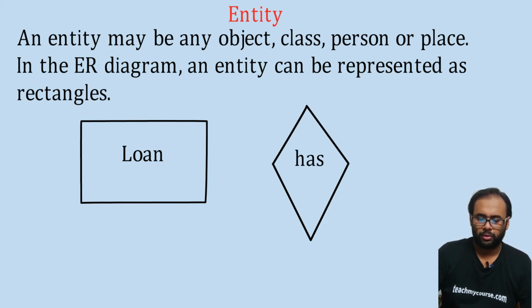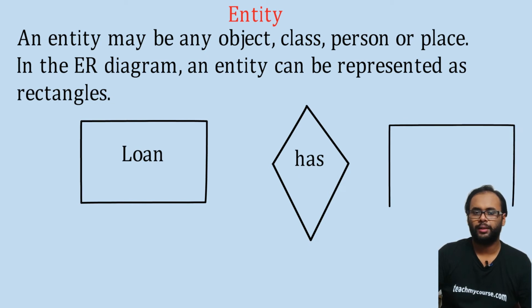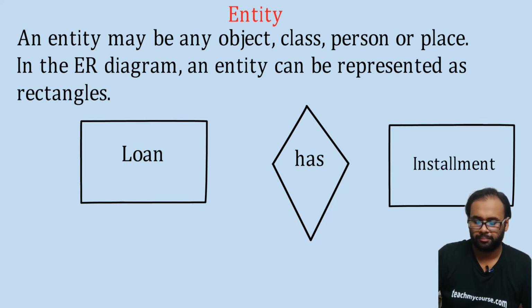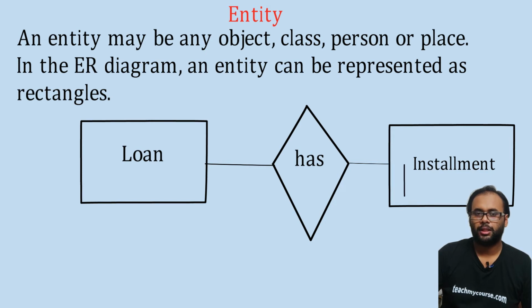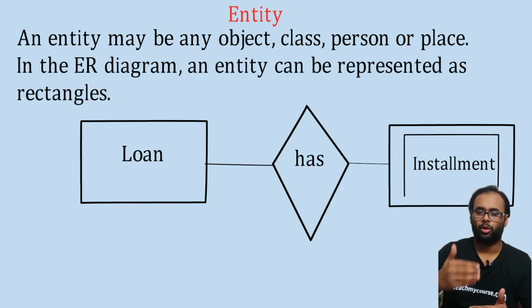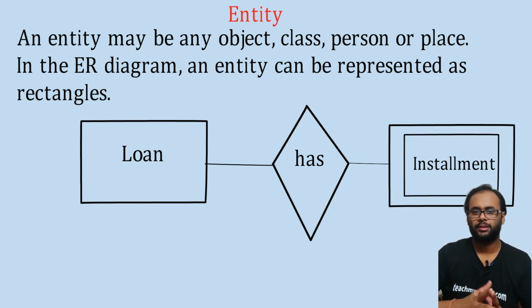Okay. So like loan is an entity. It is a kind of object. So loan is an entity. Okay. And we form a diamond shape which depicts the relationship. Okay. Like loan has installments. So there is an entity loan and there is another entity installments. And the relationship is that a loan is having various installments. So the loan has installments.